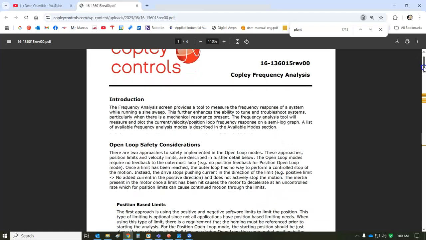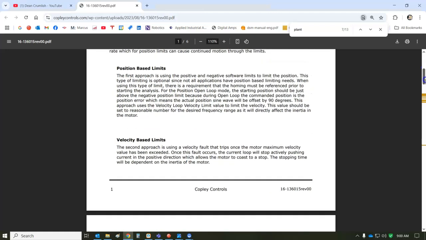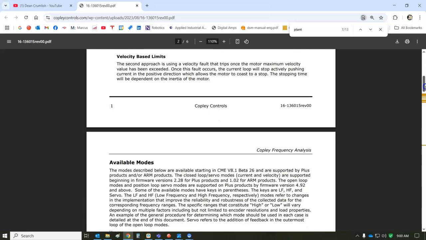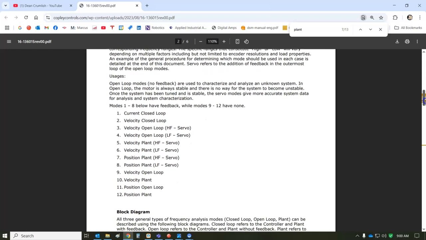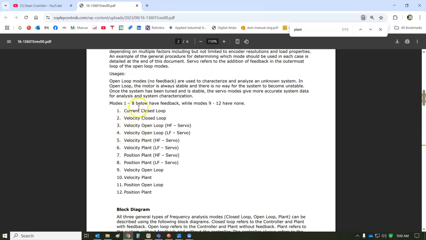So open loop testing is dangerous. Be sure to set some limits, velocity limits, position limits. And the available modes of operation include the new modes. We've always had current closed loop, velocity closed loop. But we've added some high frequency, velocity open loop, low frequency, velocity open loop, and the velocity plant. High frequency, low frequency, position plant, low frequency, high frequency.